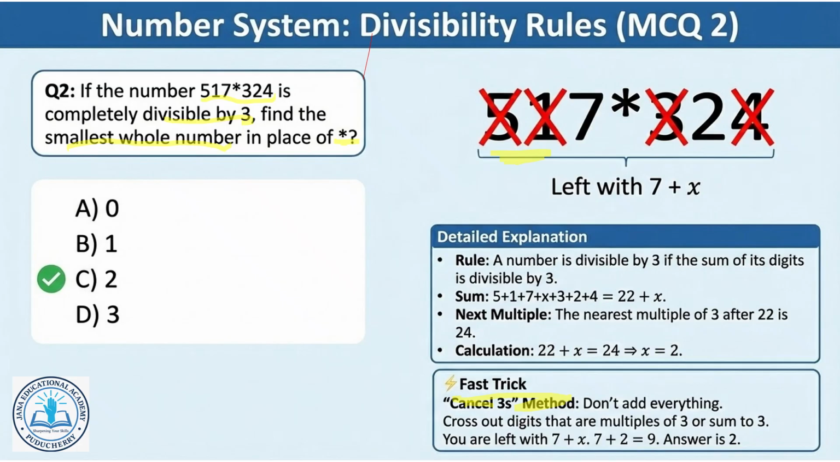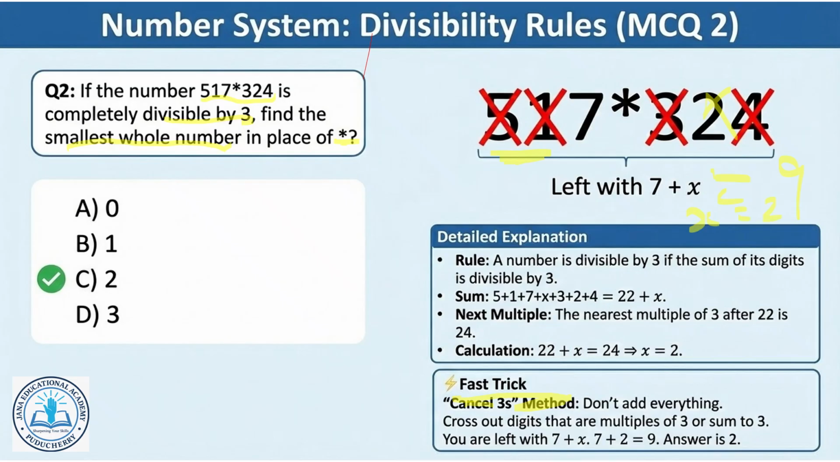Now this one, 3, is a multiple of 3. Then 24 is also a multiple of 3. So what number do you get? 7 plus x. So 7 plus x, what is the nearest multiple of 3? The nearest multiple is 9. So x is equal to 2.